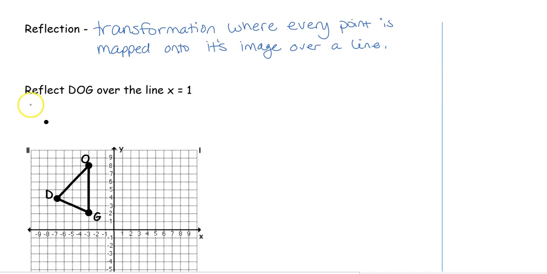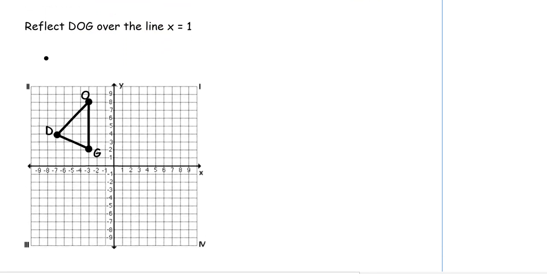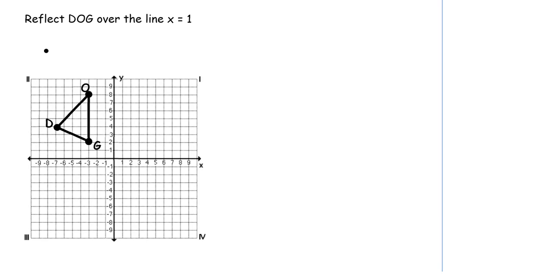So for my reflection, I want to reflect our triangle DOG over the line x equals 1. So we have to think about that line x equals 1. And this is something that you may need to make a note to yourself about. Any line that is x equals is going to be a vertical line. Anything that's y equals is a horizontal line.